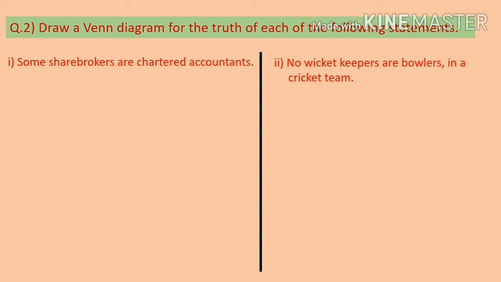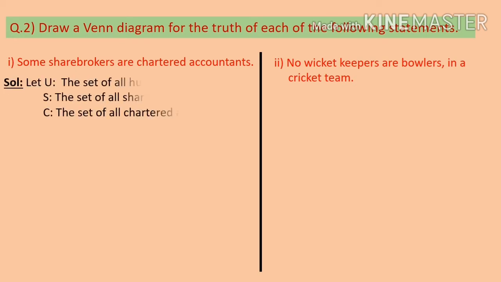So over here we have two sets. One is the set of share brokers and another one is the set of chartered accountants. And both share brokers and accountants are human beings. So we will write, let U be the set of all human beings, S be the set of all share brokers, and C be the set of all chartered accountants. Fine. Now, some share brokers are chartered accountants. That means some part of the set of share brokers also belongs to the set of chartered accountants.